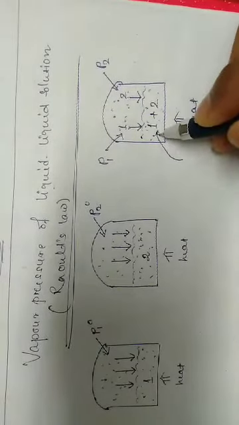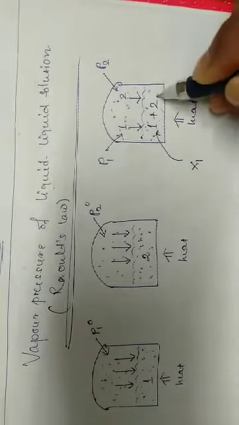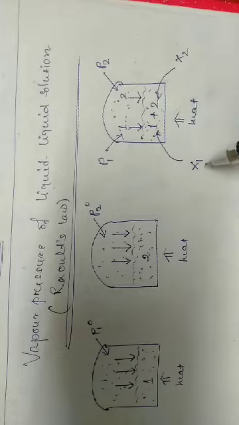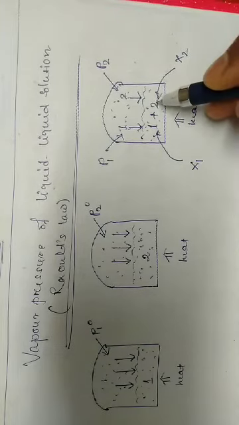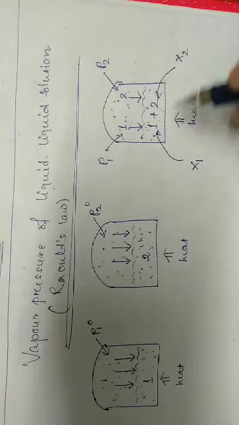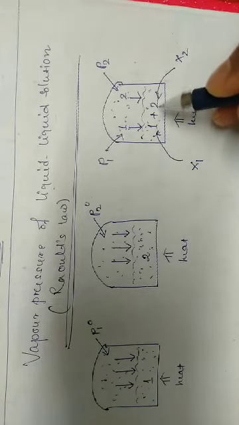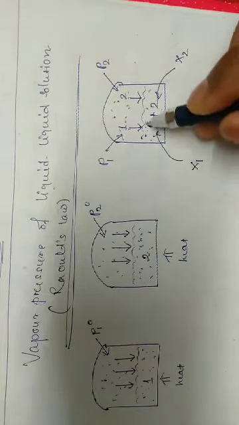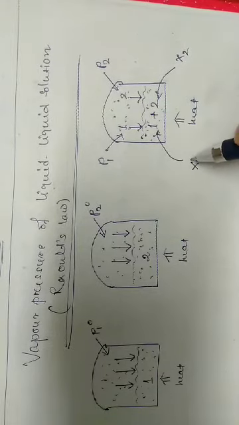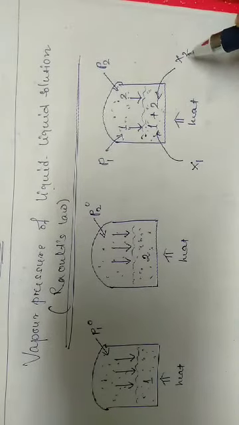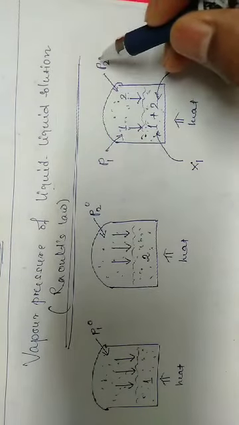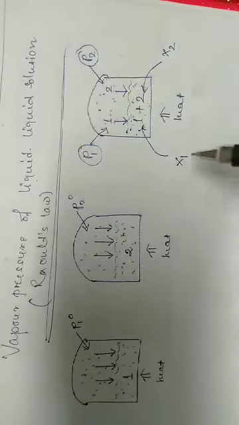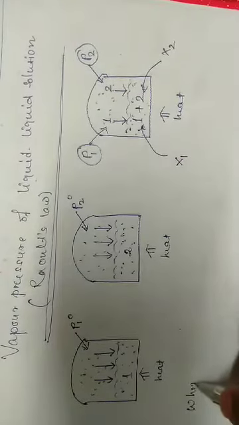In this solution, let us consider the mole fraction for component 1 as x1 and the mole fraction for component 2 as x2. Mole fraction means the concentration of the component in the solution. We are considering the concentration of both component 1 and component 2 in which unit? In mole fraction. So in the liquid mixture, the mole fraction for component 1 is x1, for component 2 is x2, the vapor pressure due to component 2 is P2, and the vapor pressure due to component 1 is P1.